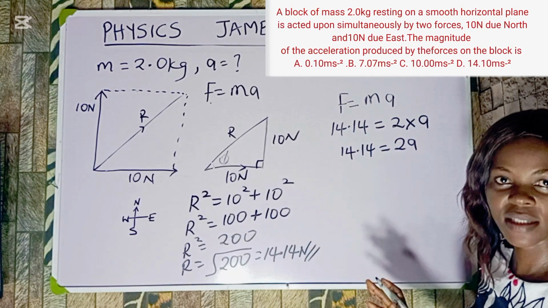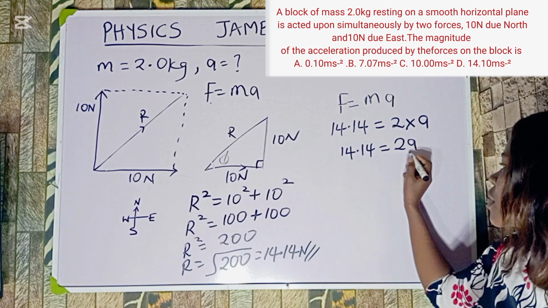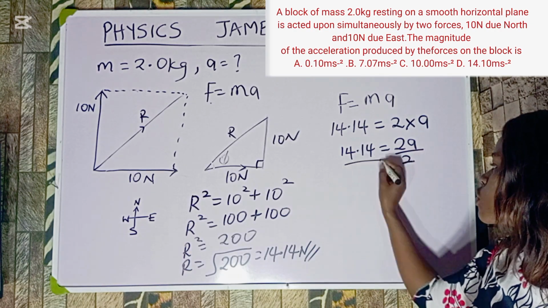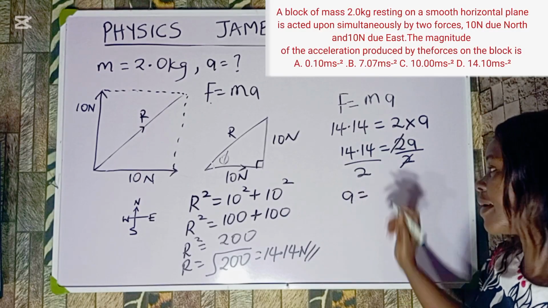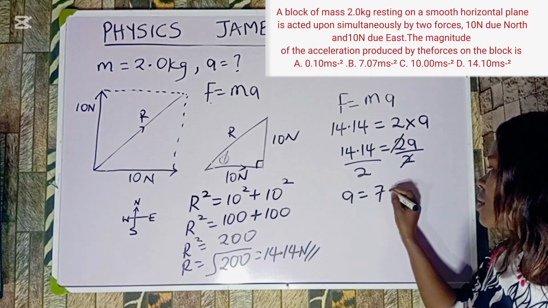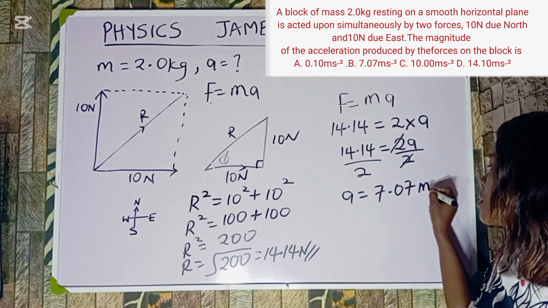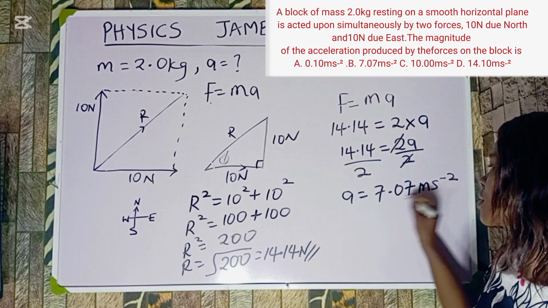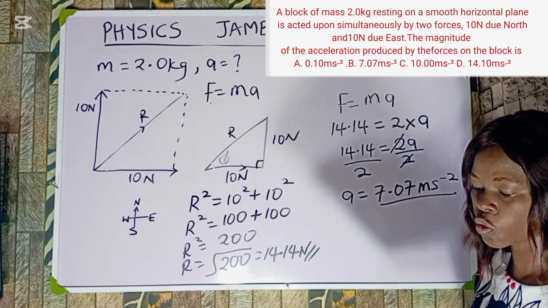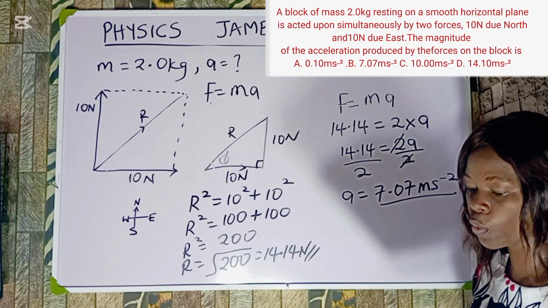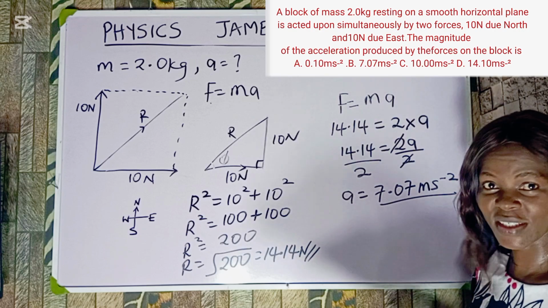Because we're looking for the acceleration, we divide both sides by what? The coefficient of a, which is 2. Okay, so divide both sides by 2. This cancels this. So my a is equal to 7.07 meters per second square. Is that clear? Now from what we have gotten so far, the correct option to this particular question is option B. Is that clear? So let's go to the next one.